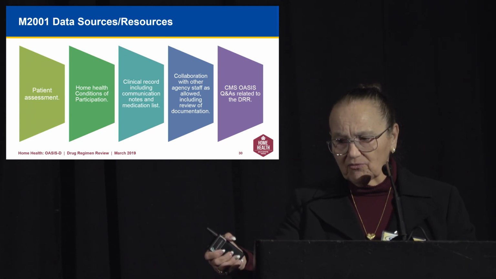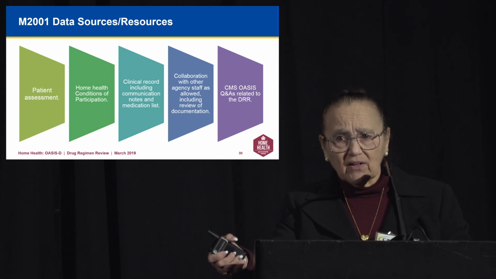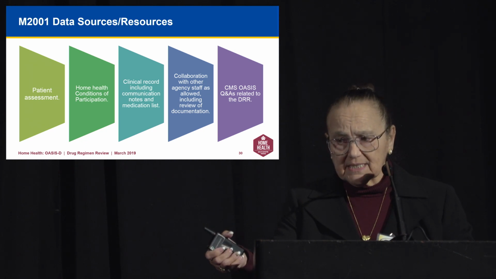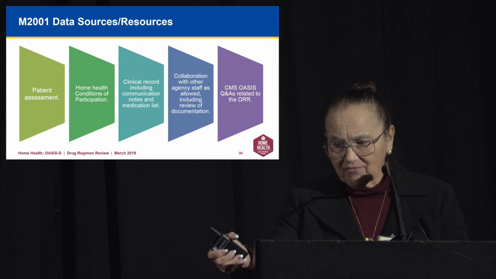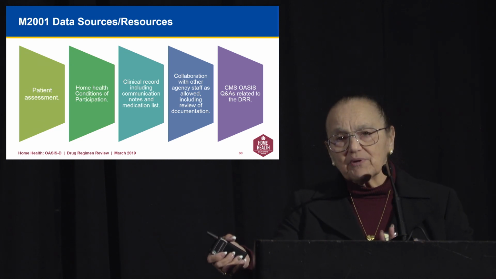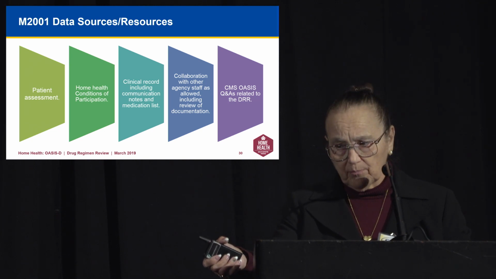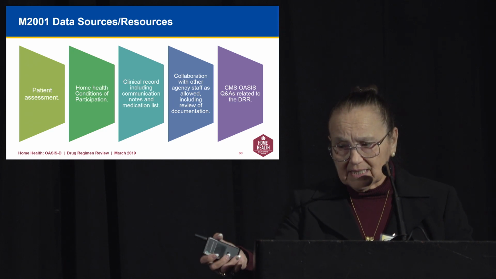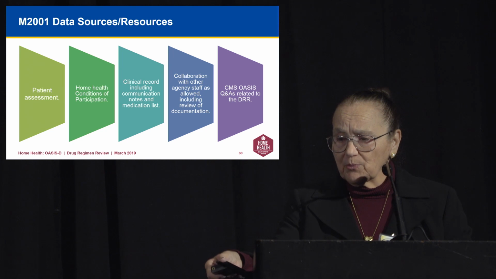Clinical record itself, including communication notes, the medication list or profile, and any other orders that may have come in the recent past. Collaborating with other agency staff as is allowed, including a review of their documentation and any other information that you can get from them. And finally, you can always consult the CMS OASIS Q&As as they relate to drug regimen review.